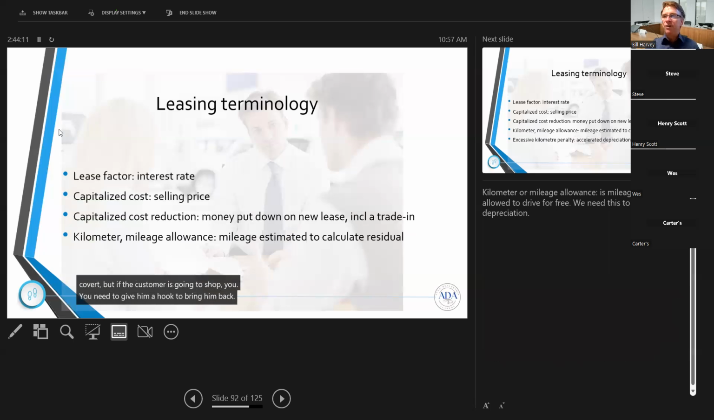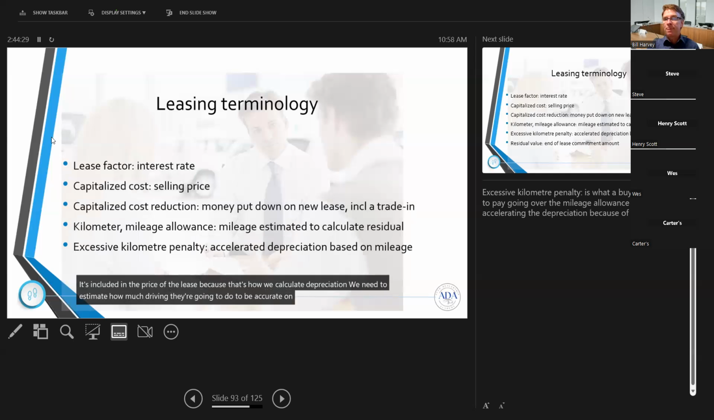Kilometer or mileage allowance is the mileage a buyer is allowed to drive included in the price of the lease. Don't say free. It's included in the price of the lease, because that's how we calculate depreciation. We need to estimate how much driving they're going to do to be accurate on the depreciation.